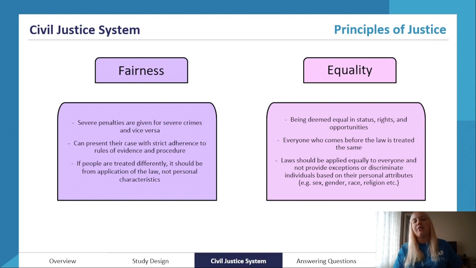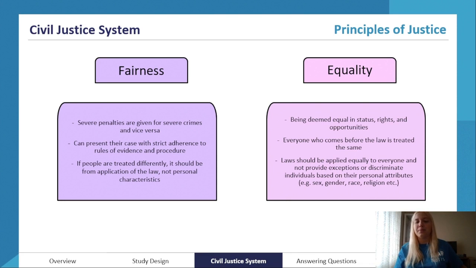So we talked about how fairness may help to bridge gaps if we're, for example, a vulnerable witness, or there's some kind of disability that a witness has. Fairness helps to try to correct that, to make sure there's no bias for that person, and certain provisions may be provided. Now, equality, being deemed equal in status, rights, and opportunities. Everyone who comes before the law is treated the same. We can already see equality points are just really, really easy to make. Same as like access, because access is all about legal information and time and costs.